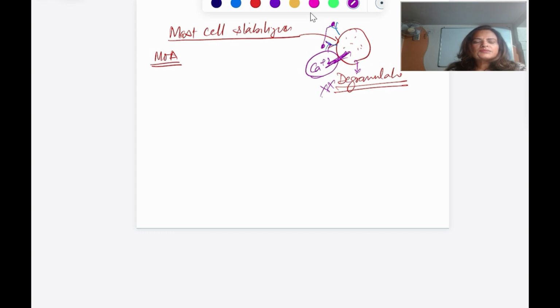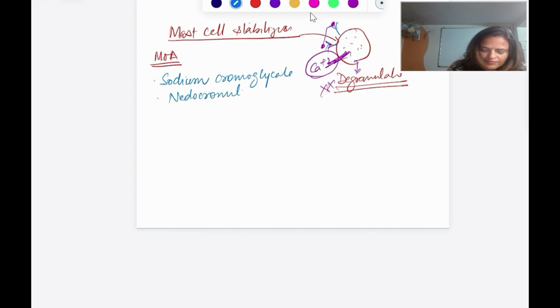So what comes under this mast cell stabilizer? So drugs which come under this are sodium cromoglycate, we have nedocromil, and then we have ketotifen. So mechanism of action I have told, they are going to inhibit the degranulation. These are the drugs which come under this. So where we are going to use this drug, it is also present and available in aerosol form.